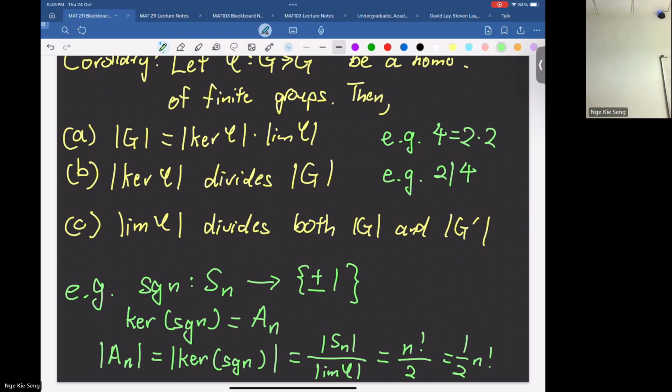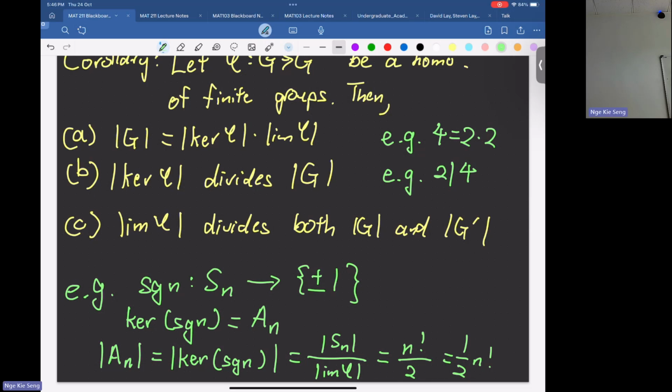Go and test it out. Go back, take your S4. S4, how many elements inside there? 4 factorial. What's the number? 24. Half of it is what? 12. So can you find a subgroup of order 12 inside there, just with even permutations? Try it. And then what is A3? S3 has 6, right? So A3 has how many? 3. So what's the alternating group for S3? Find it. Are they all even permutations inside there or not?